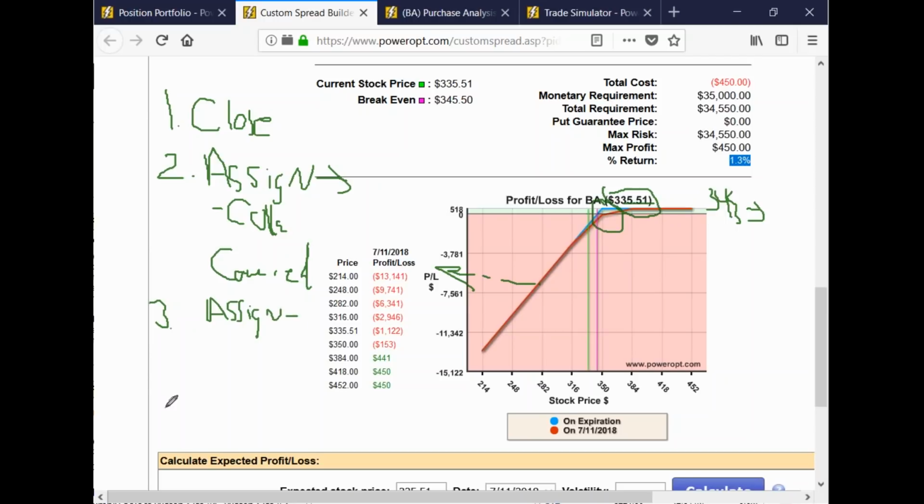Now, what most people will do in this case, of course, is they'll try to stay with this position, buy to close the put, and roll it down as we showed. You can use the position analysis view to look at the rollouts.